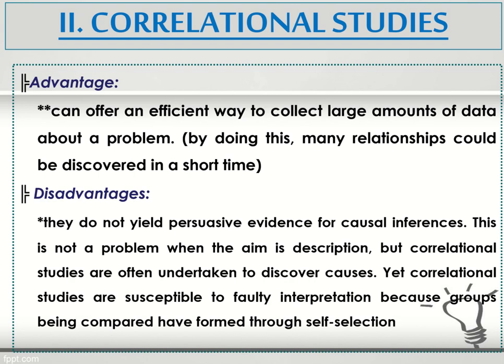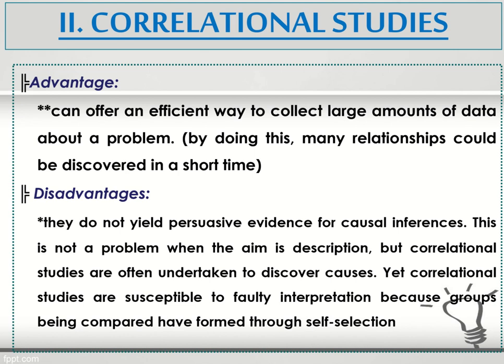So advantages, correlational research can offer an efficient way to collect large amounts of data about a problem. So for example, it would be possible to collect information about people's health problems and eating habits. So researchers could then examine which problems correlate with which eating patterns. By doing this, many relationships could be discovered in a short time.